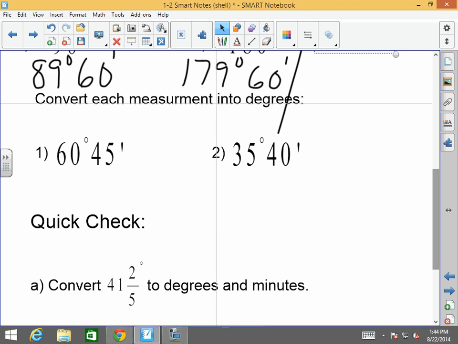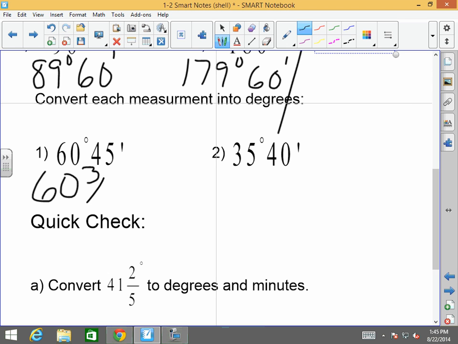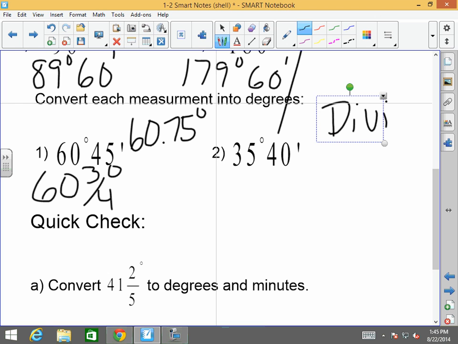Now, when we're going the reverse way, you're going to reverse the math. You're going to go ahead and divide by 60. So 45 over 60 is 3/4, correct? So you can say this is 60 and 3/4 degrees, or 60.75 degrees. So when we're going from degrees and minutes, you're going to go ahead and divide by 60 minutes.